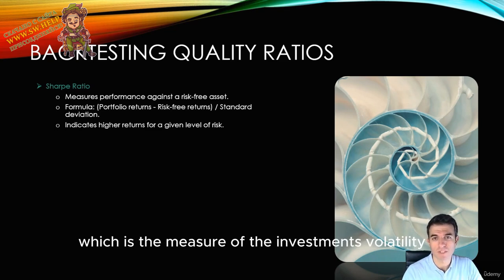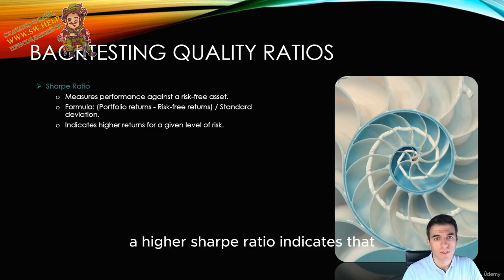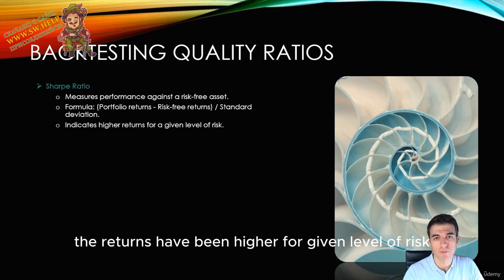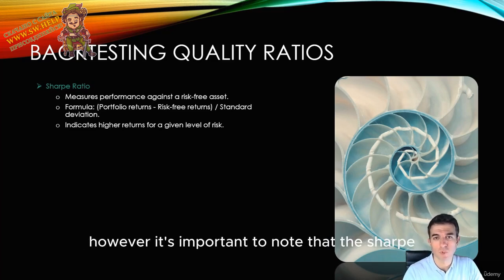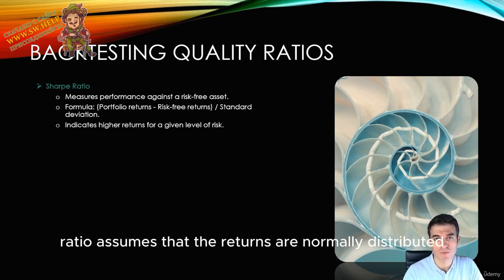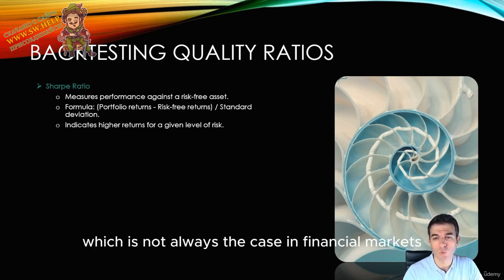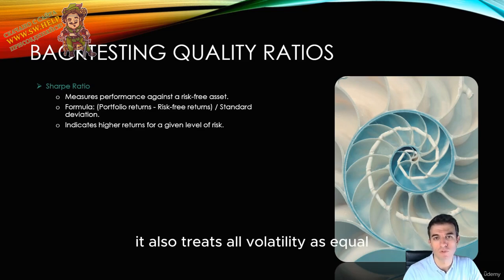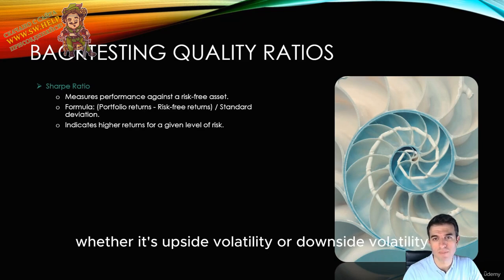A higher Sharpe ratio indicates that the returns have been higher for a given level of risk. However, it's important to note that the Sharpe ratio assumes that the returns are normally distributed, which is not always the case in financial markets. It also treats all volatility as equal, whether it's upside volatility or downside volatility.